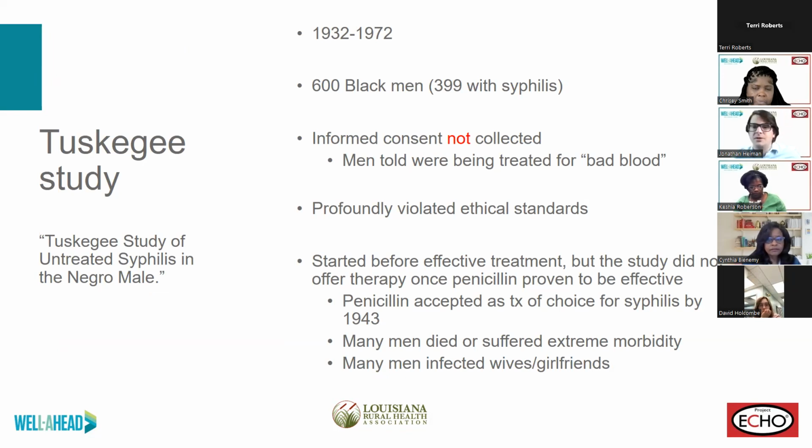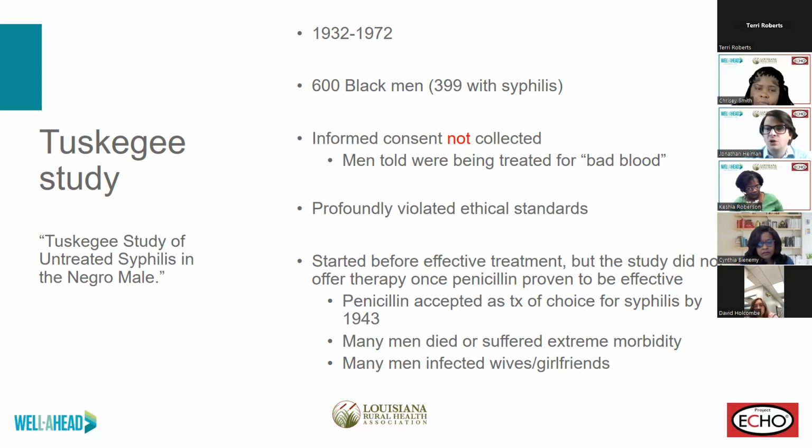Okay, so let's talk about the Tuskegee study. Probably everyone on this call is familiar with this to some degree or another. It was from 1932 to 1972, and it enrolled 600 Black men, just about 400 with syphilis. Now, the informed consent, I mean, this is an understatement. Informed consent was not obtained for these patients. These men were told that they were being treated for, quote, bad blood. They were encouraged to not seek medical care outside of the study.